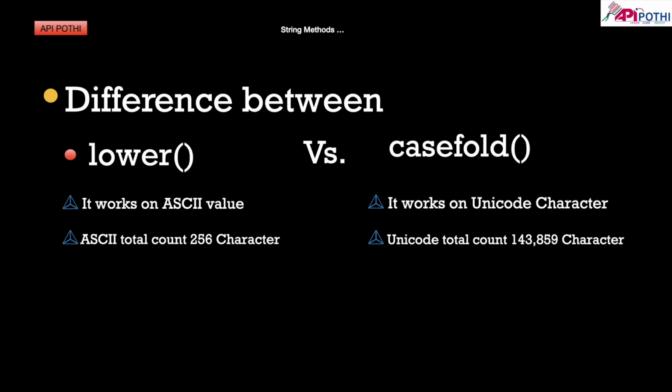Whereas casefold is more advanced than the lower method because it is working on the Unicode character, and the range of Unicode characters is 143859, which is far bigger than the 256 keyboard characters. So casefold is able to convert all the Greek letters and all the special letters into lower case. This is the main difference.